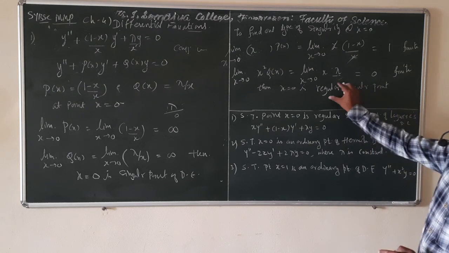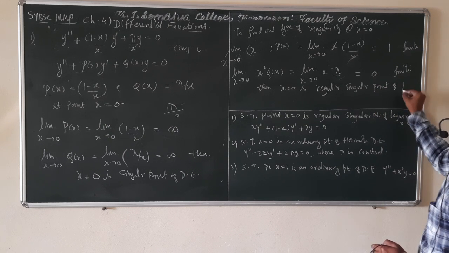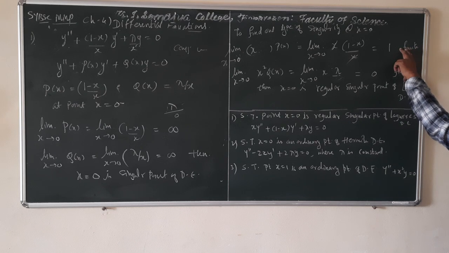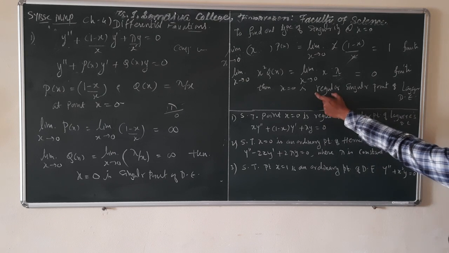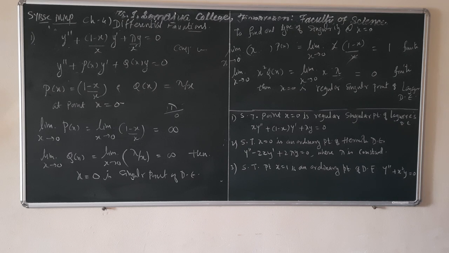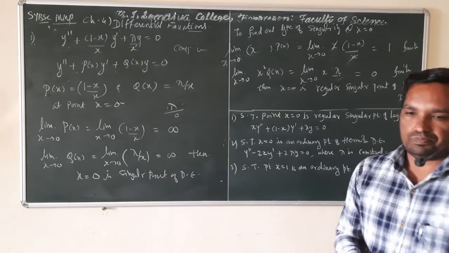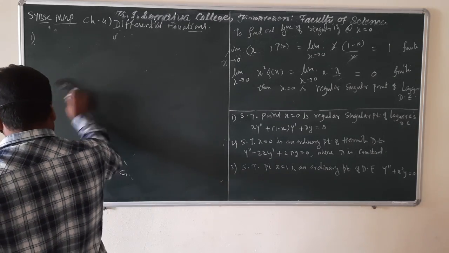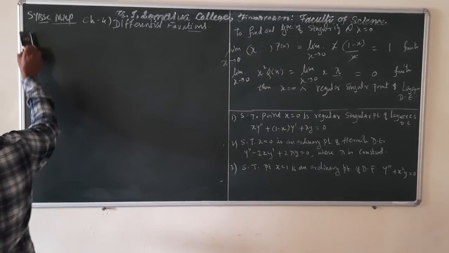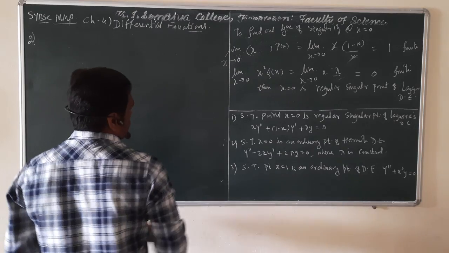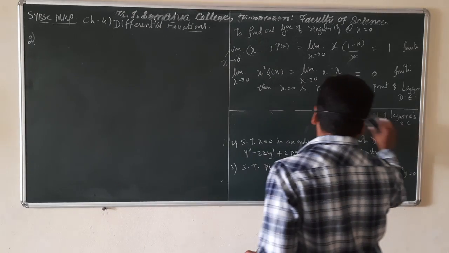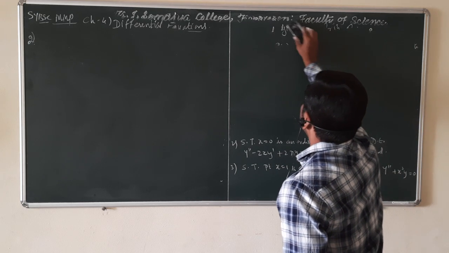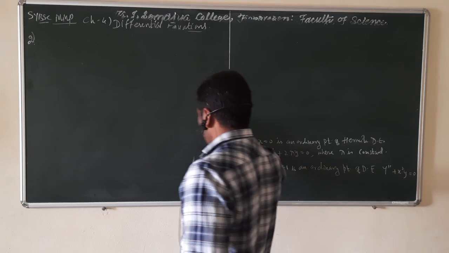Okay, regular or non-essential singular point of Legendre differential equation. If out of these two limits any one or both remains infinite, then that will become an irregular singular point. Now we are going to solve the next problem, which is problem number 2. The procedure is the same.